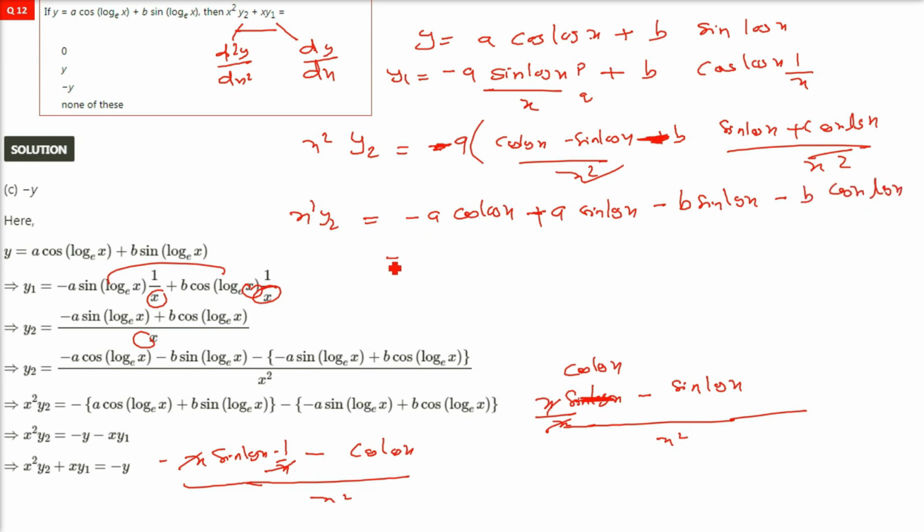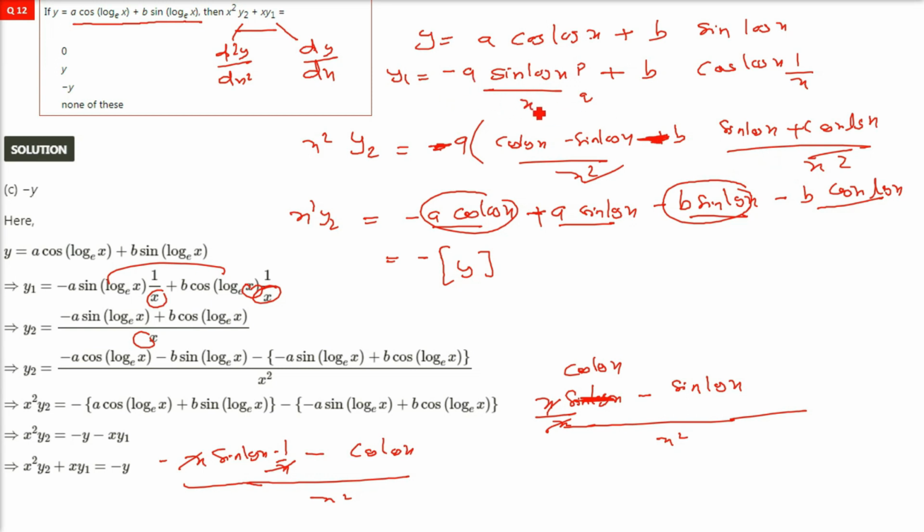Okay. Now a cos log x plus b sin log x is what? A cos log x we already have, and b sin log x. So these two terms you can take negative outside. A cos log x plus b sin log x is y. You can replace it by y. Then we have a sin log x minus b cos log x. But you have already done y1, differentiation of first degree. You have already completed. Remember?